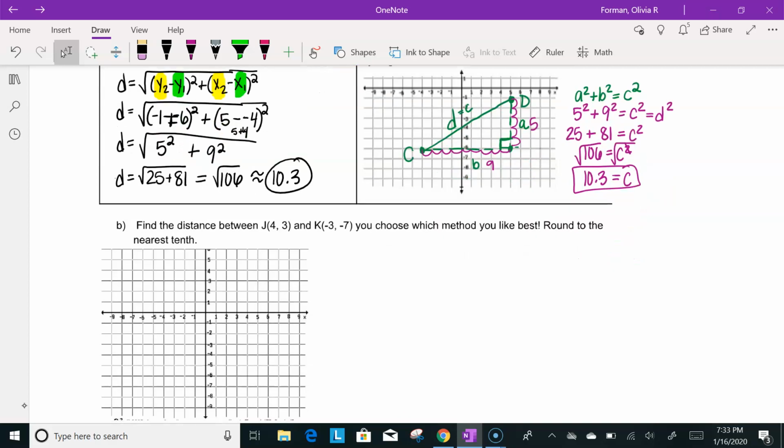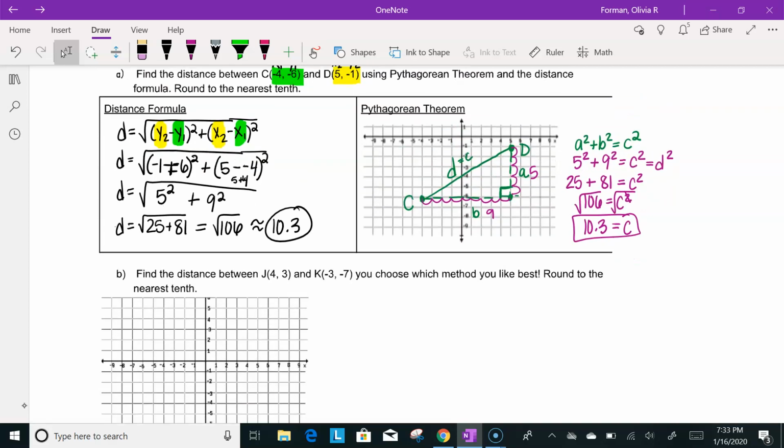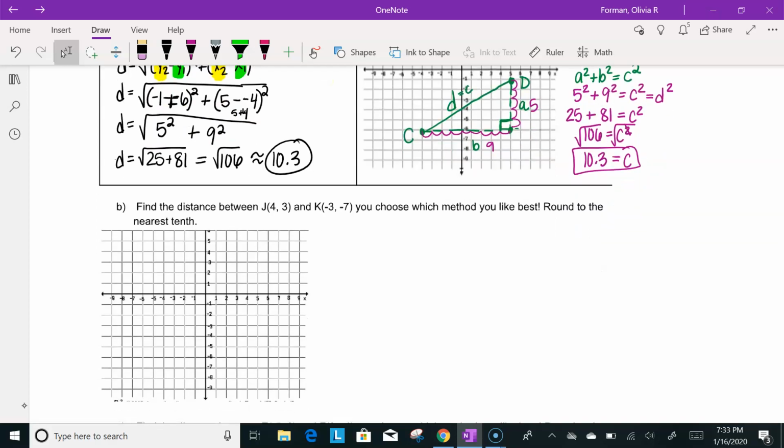So letter B and C. Again, it says to choose your favorite method. If you want to try to do it on your own, you can. I will still talk through it up here so that everybody makes sure to get it down, but you do what you prefer. I'm going to start with the distance formula.